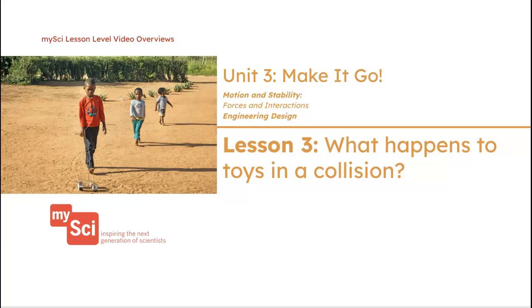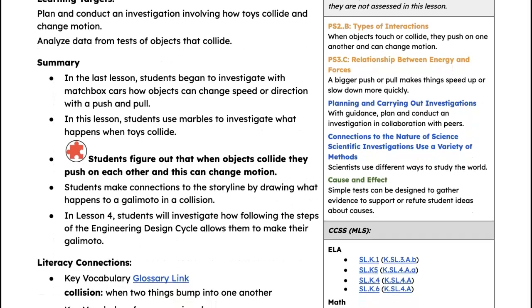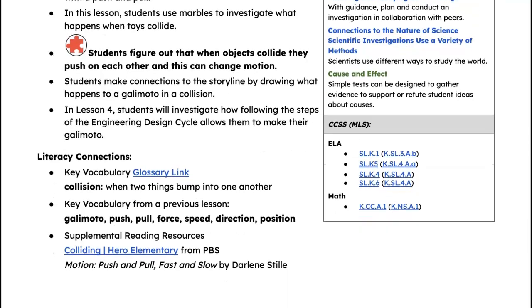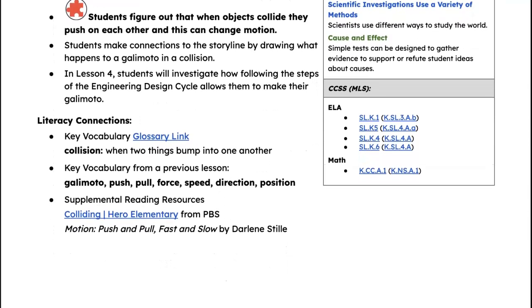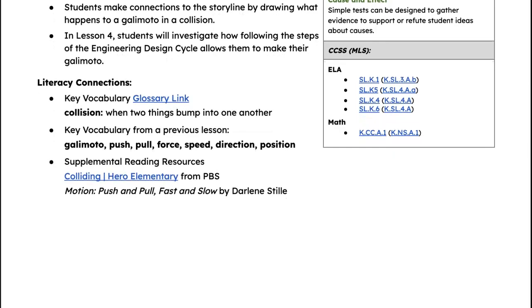Students make connections to the storyline by drawing what happens to a Galimoto in a collision. There are several opportunities for ELA and math cross-curricular connections throughout the lesson. You can look for specific standard connections in the Unit 3 Teacher Guide. This lesson will take approximately 4 to 5 days to complete.